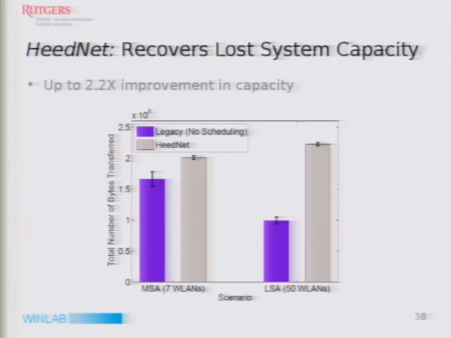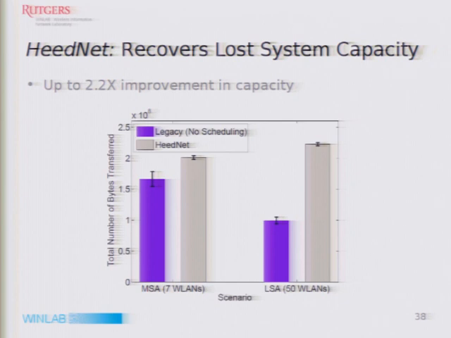So jumping up to the first result, this is the medium-sized apartment case where it happens to be 7 wireless LANs, 7 units, 7 people, interfering in the apartment. In the large case, it's out of I guess 170 something units, 50 of them actually are interfering. So this is what you have if you don't do anything. For the experiment, this is in terms of the number of bytes transferred for a fixed amount of simulation time, which is 2 minutes.